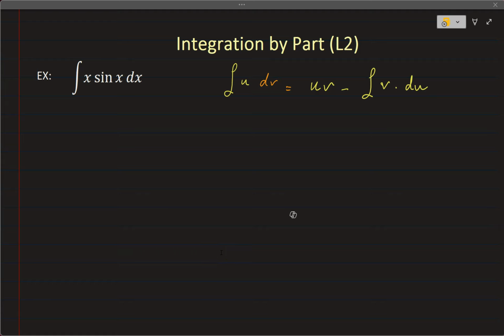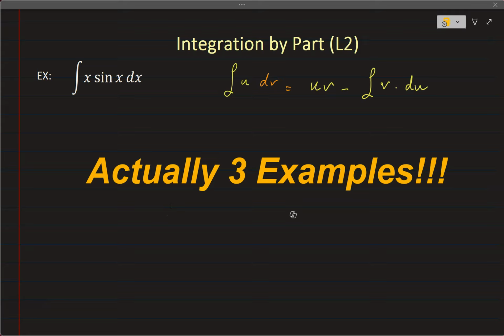All right, we're going to continue with integration by parts. This is the second lesson. I'm just going to go through two examples. Okay, first one is easier. The second one is a little bit more involved, but I need you to stay with me.